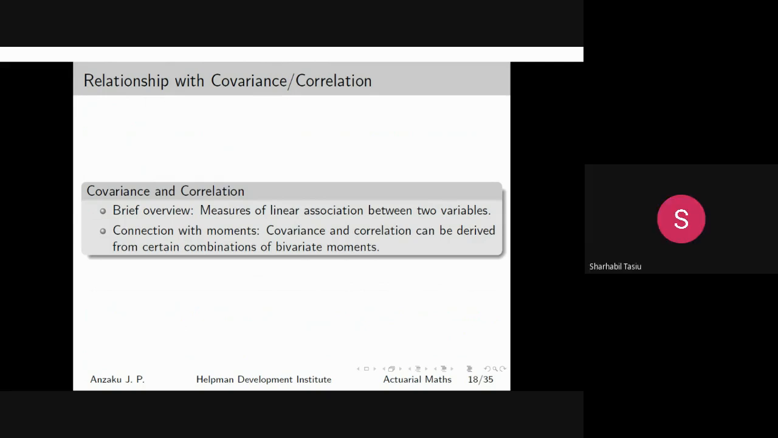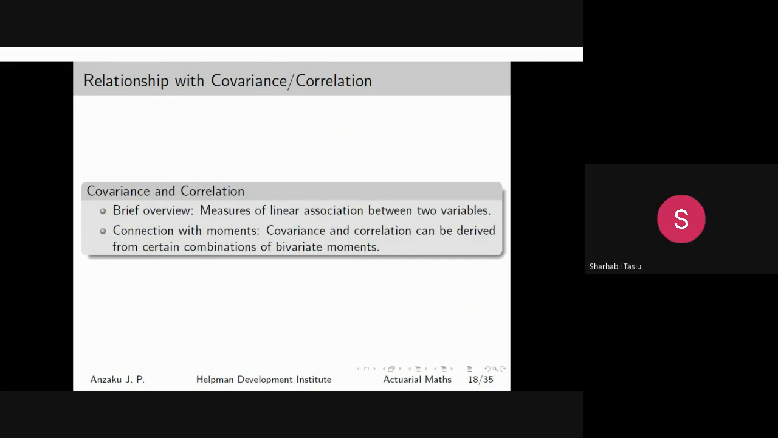The covariance measures the rate of dispersion. The correlation measures their relationship. So covariance and correlation can be derived from certain combinations of bivariate moments, like we have explained in that material. For instance, for the covariance, you combine the value of the product moment with the individual moments, the mean of each one, and you take it away from the joint one.